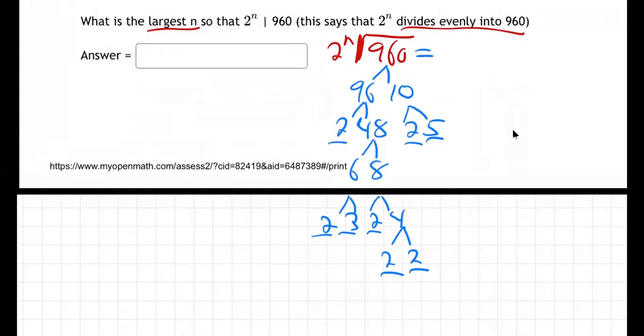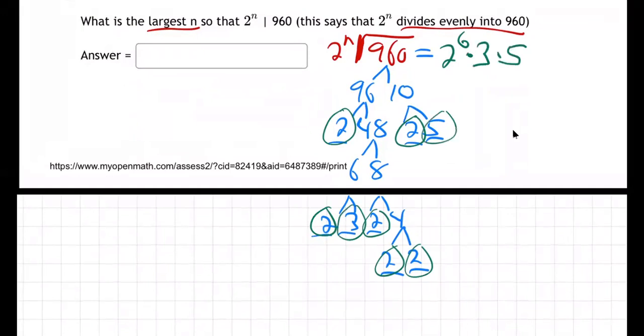So what's in the 960 all together? Let me circle them. 1, 2, 3, 4, 5, 6 2s. And 1 3 and 1 5. All these other numbers, 48, 6 and 8 and 4, 96 and 10, they all broke down, didn't they? They all broke apart. So there's the prime building blocks of 960. 2 to the 6th times 3 times 5.